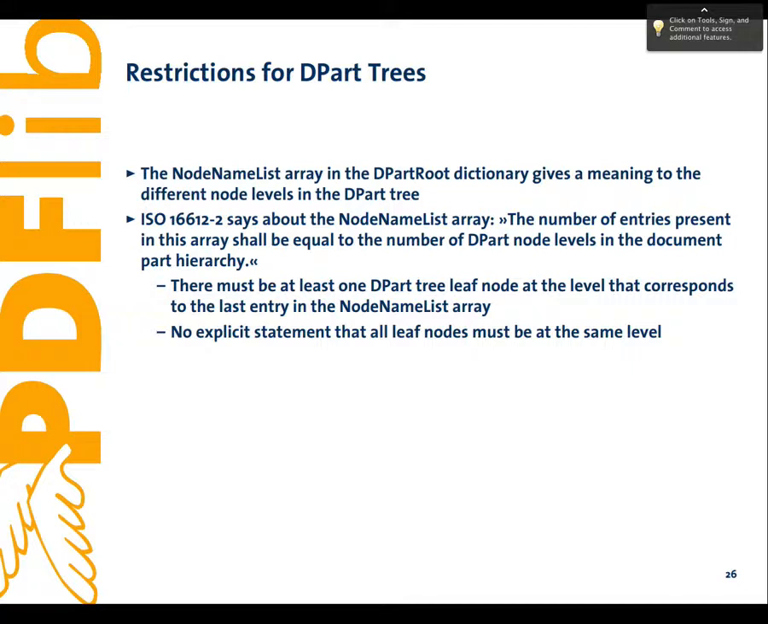Then one thing that came up during last year's conference are restrictions for DPart trees and how they are intended. You remember that the node name list array gives names to the different levels in the document part tree. And there's a statement in the standard that says the number of entries present in this array shall be equal to the number of DPart node levels in the document part hierarchy. So you must have at least one DPart tree leaf node at the level that corresponds to the last name in that array. The tree must be so deep at one place at least as how many entries you have in that array. But there's no explicit statement that all leaf nodes must be at the same level.